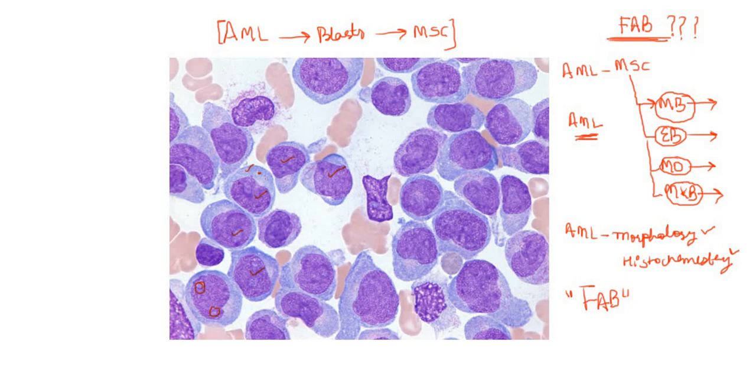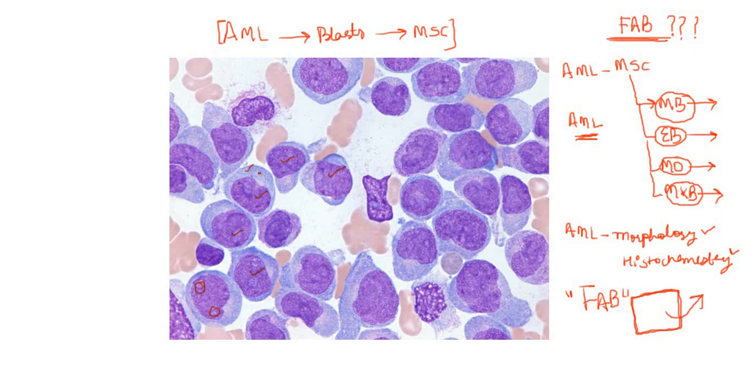And where do we look for the morphology and the histochemistry? We basically take the bone marrow aspirate and make a smear out of that aspirate, and we'll look for the morphology of the cell and we'll classify it according to the FAB classification.